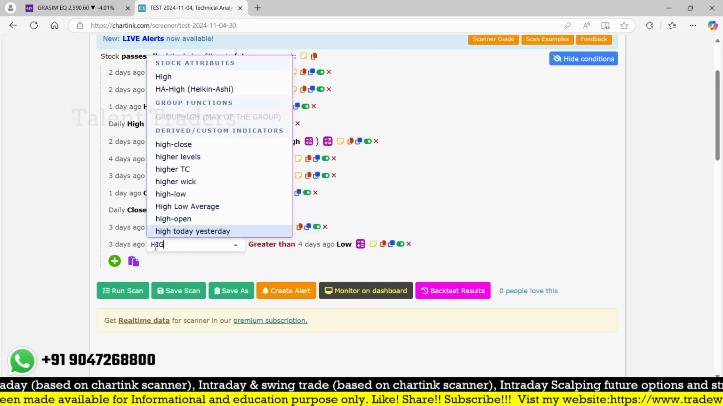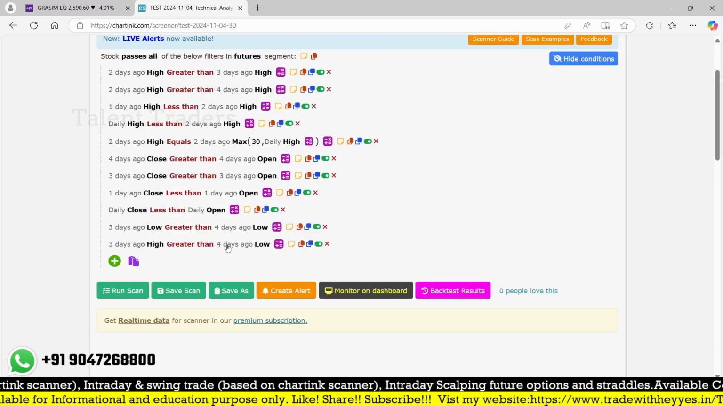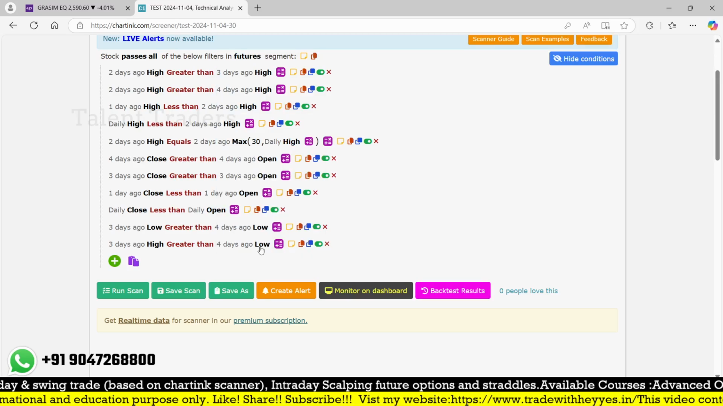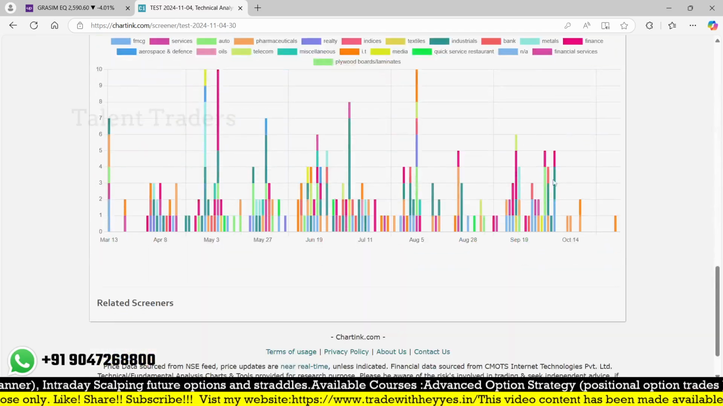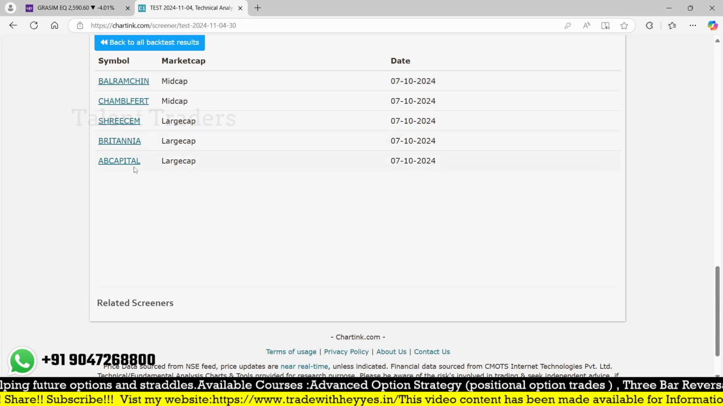So the third candle high greater than the fourth candle high. This is also one more condition, the opposite of the condition we created on 7th. So still we have 4 stocks.